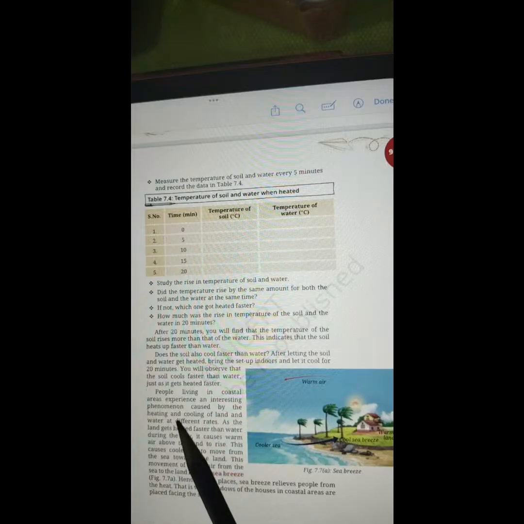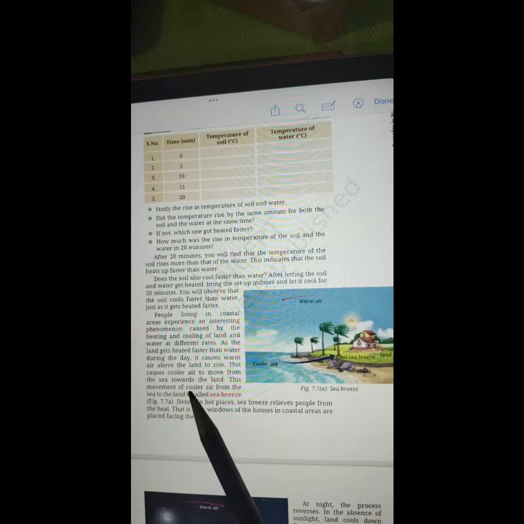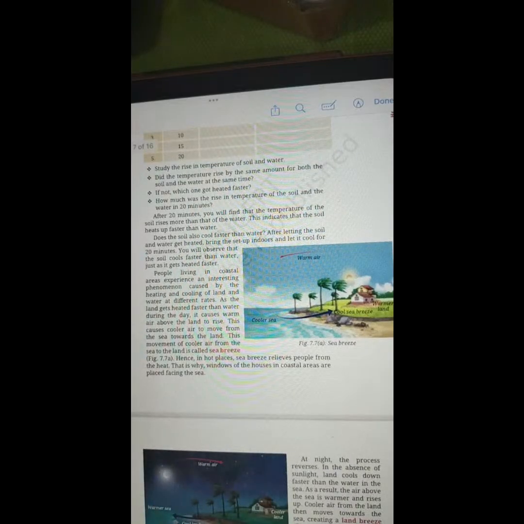People living in coastal areas experience an interesting phenomenon caused by the heating and cooling of land and water at different rates. As the land gets heated faster than the water during the day, it causes warm air above the land to rise. This causes cooler air to move from the sea towards the land. This movement of cooler air from the sea to the land is called sea breeze. Hence, in hot places, sea breezes relieve people from the heat. That is why windows of the houses in coastal areas are placed facing the sea.